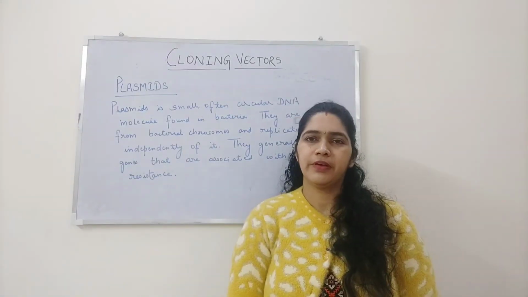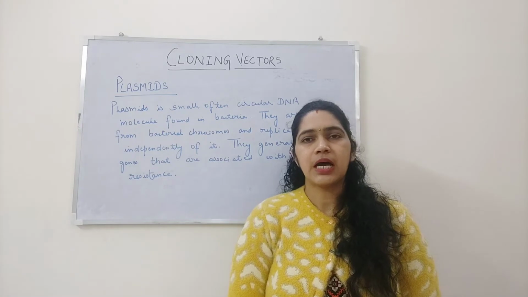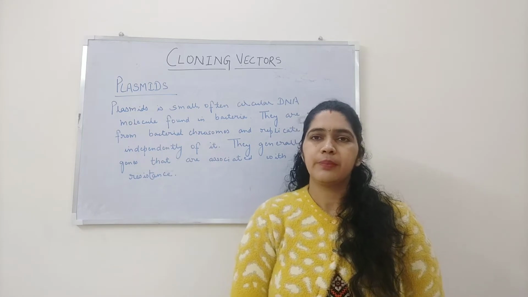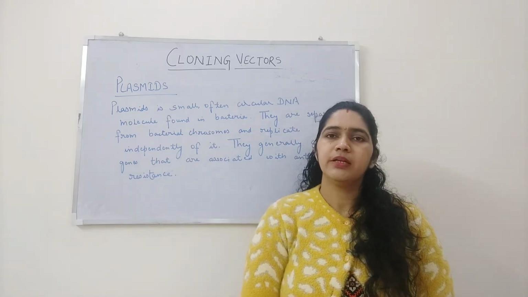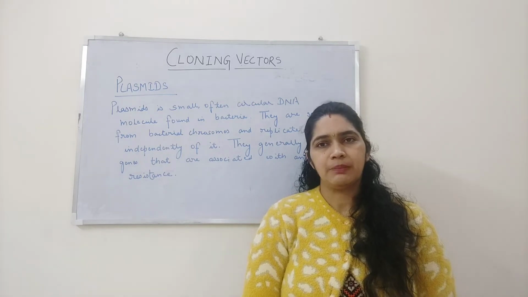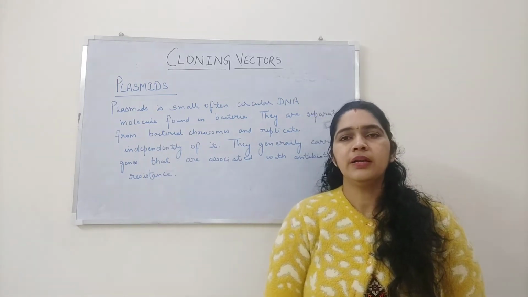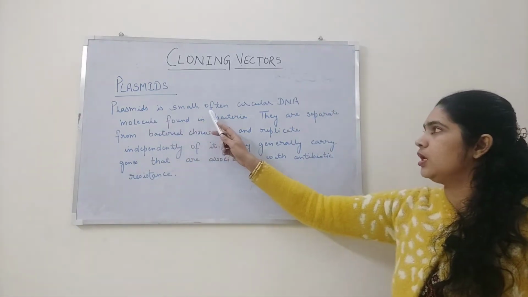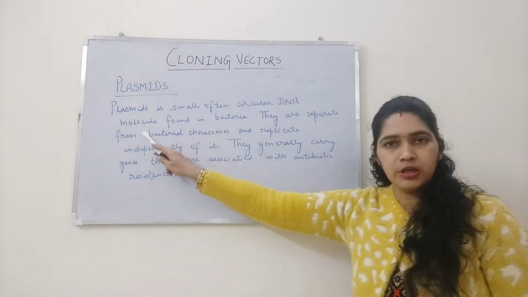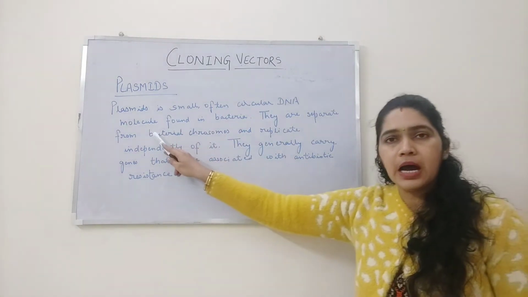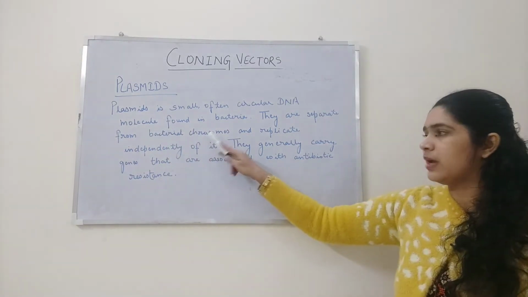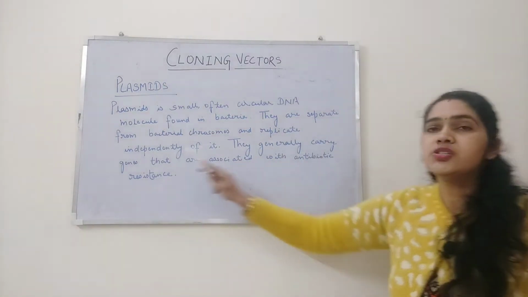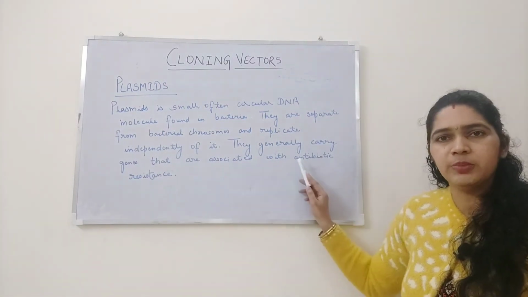Most of the people are aware of the term plasmids. Plasmids are small circular DNA molecules that are present in bacterial cells. They are separate from the bacterial chromosomes and they have the ability to replicate independently of it. Now, let's have a look at the statements on plasmids. A plasmid is a small, often circular DNA molecule found in bacteria. They are separate from the bacterial chromosome and replicate independently of it. They generally carry genes that are associated with antibiotic resistance.